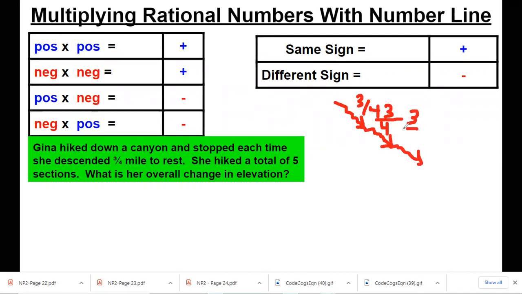How many of these groups of 3/4 do I need? What does it say in the problem? I have to go 3/4. How many times? 5 times. So I could keep drawing my picture. I need 5 groups of negative 3/4.